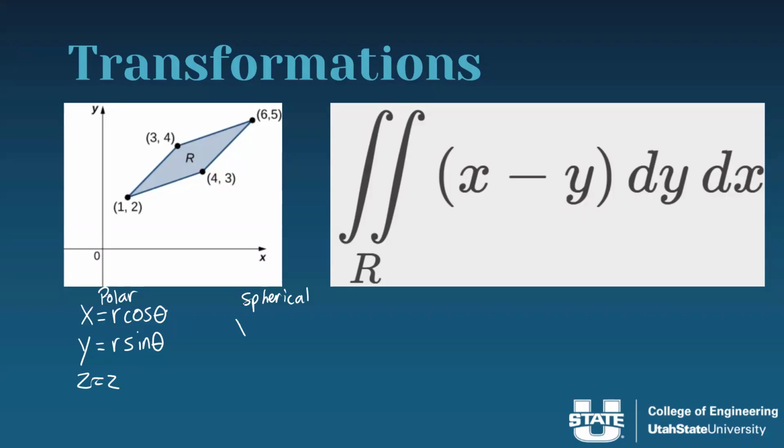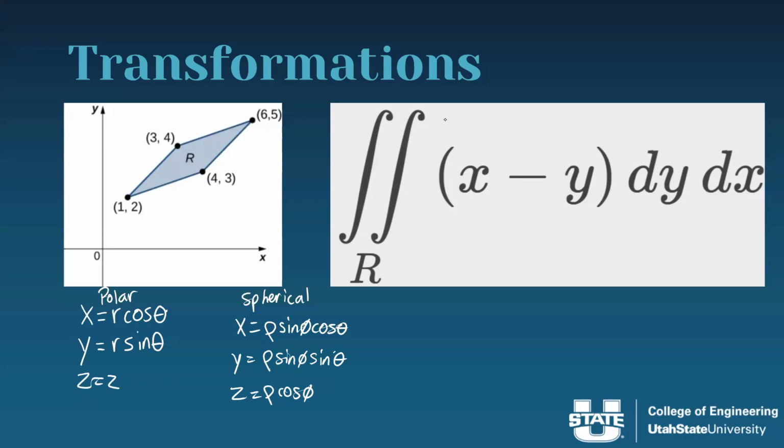And in spherical, x equals rho sine phi cosine theta, y equals rho sine phi sine theta, and z equals rho cosine phi. So those are important transformations that are commonly used.